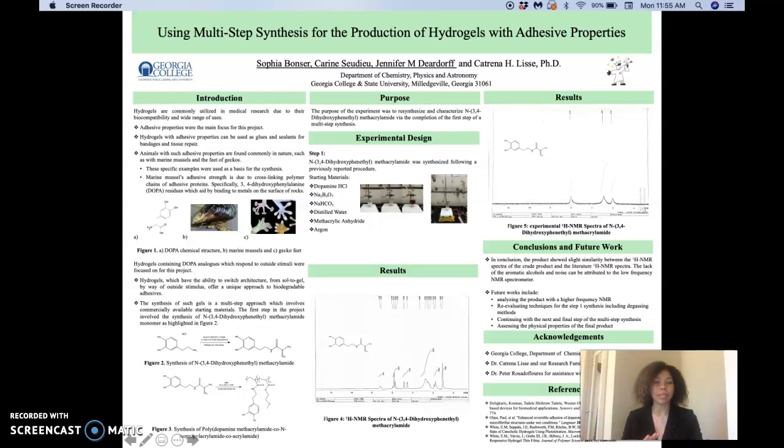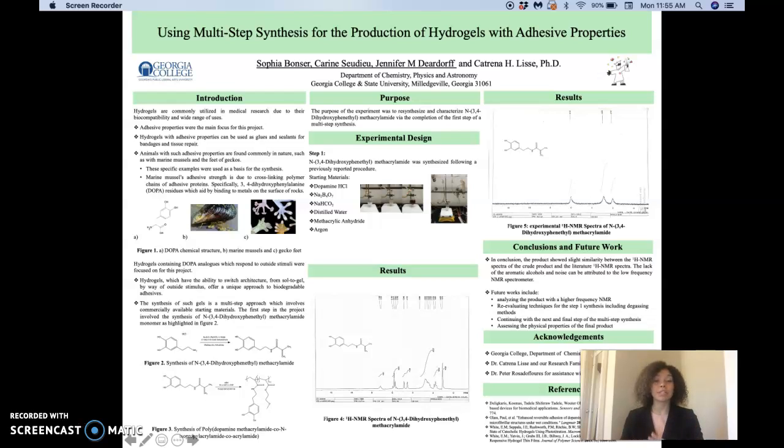Hydrogels are very common in medicinal research for things such as wound care, wound dressing, tissue repair of burn victims, glues for bandages, and things of that nature. This is because hydrogels are very similar to our natural tissue.